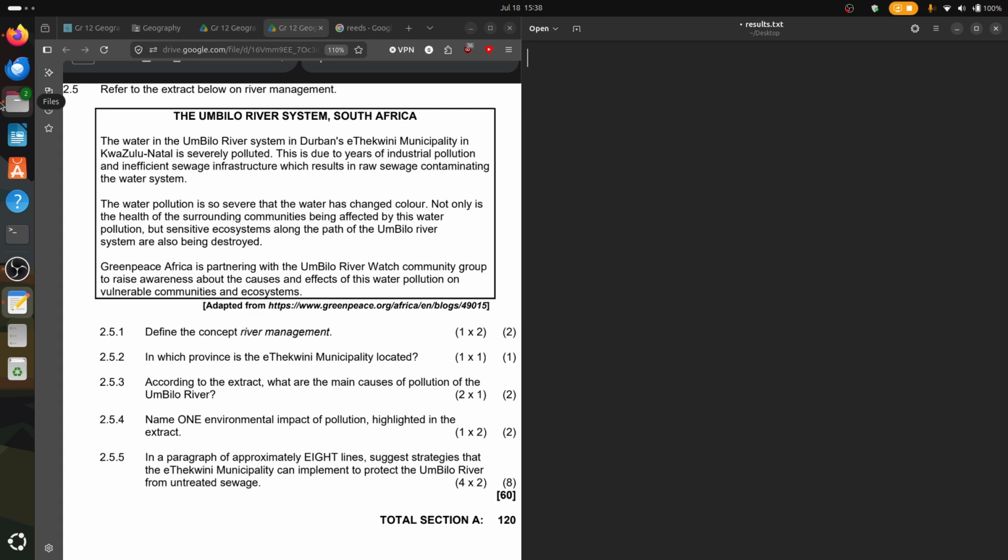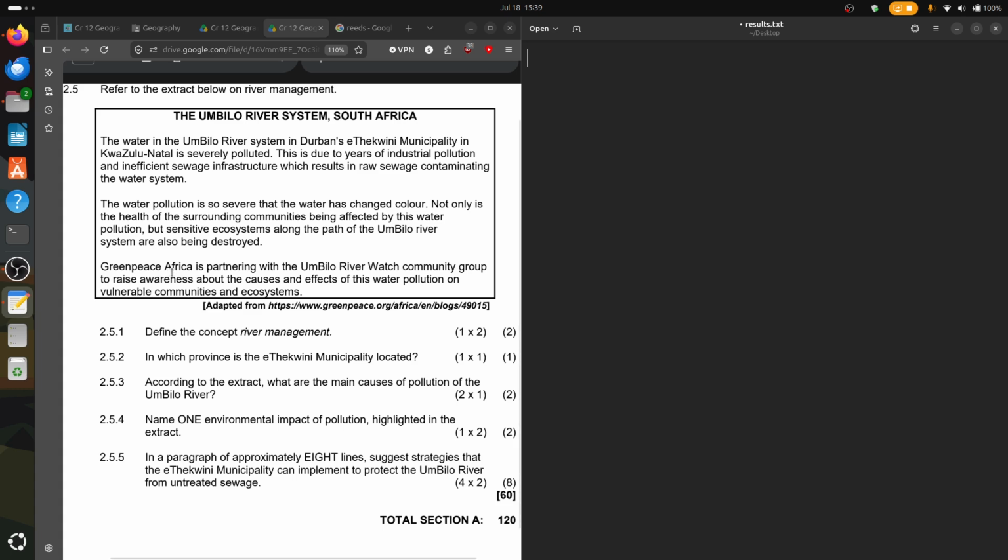Now they say the Umbilu River System, South Africa. The water in the Umbilu River System in Durban's eThekwini municipality in KZN is severely polluted. This is due to years of industrial pollution and inefficient sewage infrastructure, which results in raw sewage contaminating the water system. The water pollution is so severe that the water has changed color. Not only is the health of the surrounding communities affected by this water pollution, but sensitive ecosystems along the path of the Umbilu system are also being destroyed.